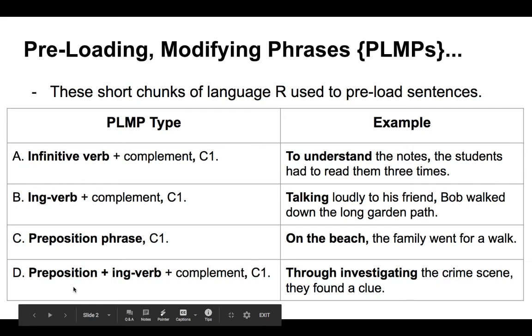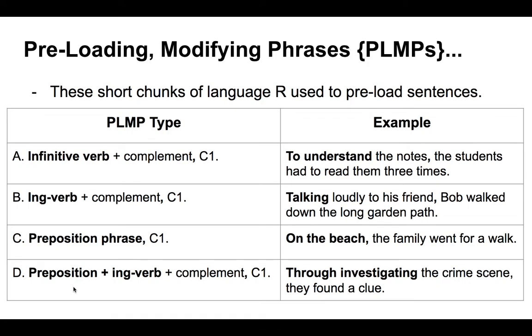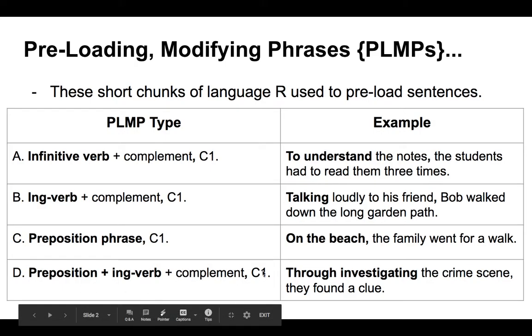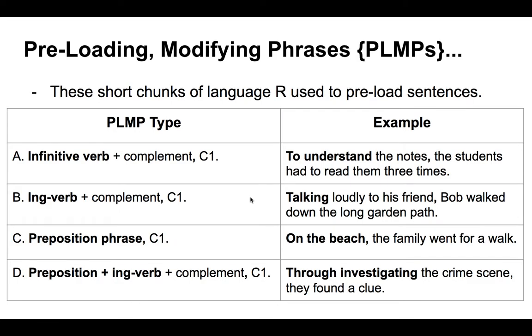Okay, type D, we have preposition plus ing verb plus complement and then comma. Through investigating the crime scene, comma, they found a clue. And one thing you'll notice is always after the preloading phrase, we need that comma to set it off or separate it from the main sentence or from the main clause. So it's always going to be PLMP, comma, and then the rest of your sentence.